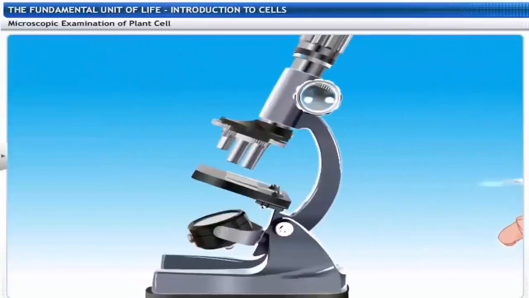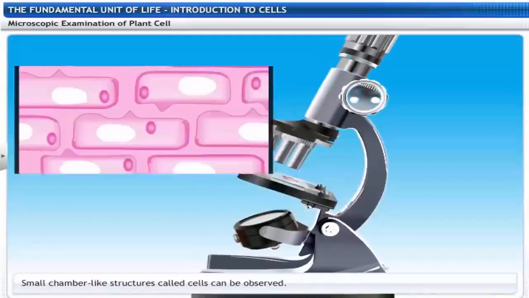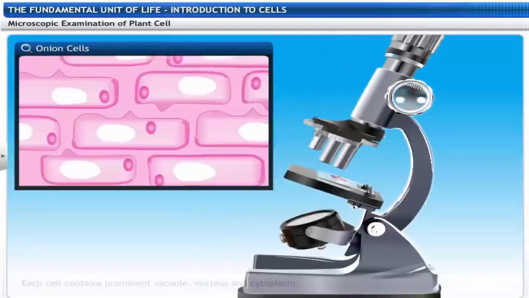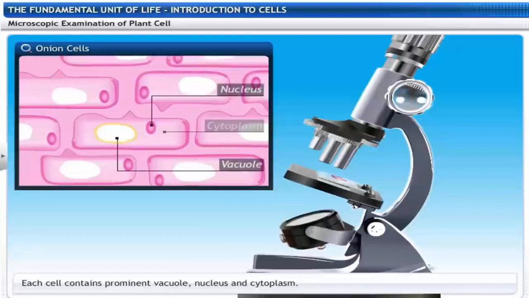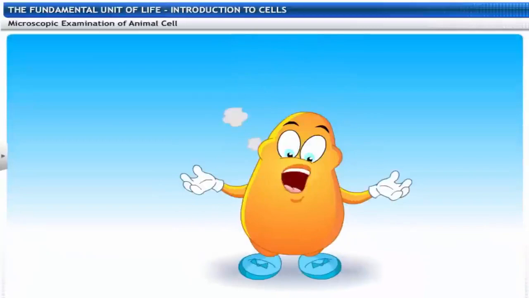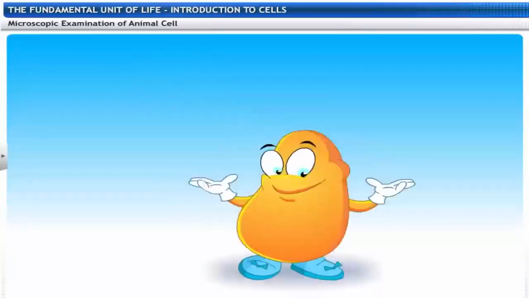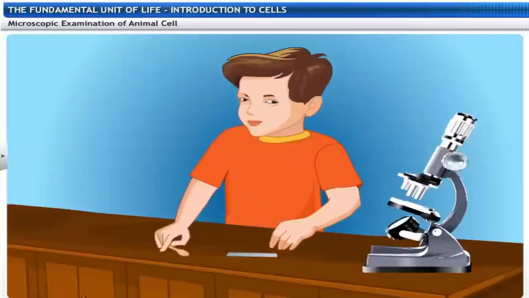Place the slide on the stage of the microscope. Small chamber-like structures called cells can be observed. Each cell contains a prominent vacuole, nucleus, and cytoplasm. That onion cell looked like me, didn't it? But who do we have here? We shall look at an animal cell now.